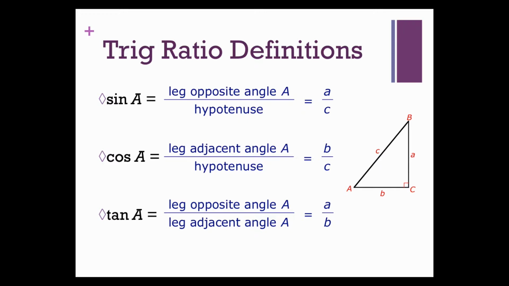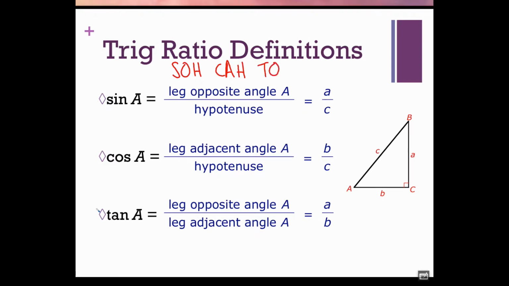as a reminder, you might hear people refer to SOHCAHTOA. Ever heard that before? No. Well, now you have. Sine is opposite over hypotenuse. Cosine is adjacent over hypotenuse. Tangent is opposite over adjacent. Now, would that be a mnemonic? I think so, right?